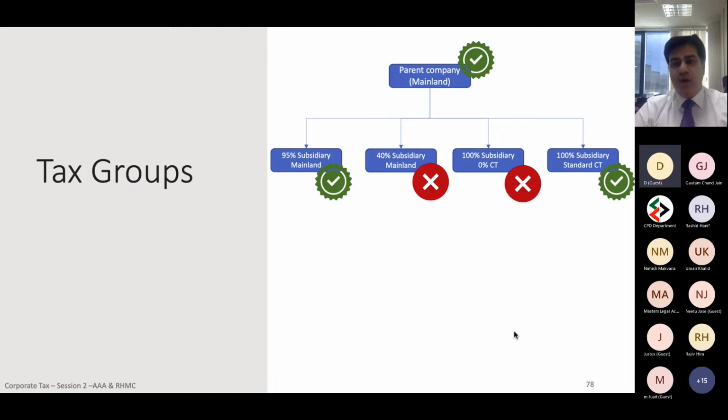All the crosses are not allowed, because first you have a subsidiary below 95%, so you cannot allow it as part of the group. And then a 100% subsidiary on 0% corporate tax. So you cannot allow 0% corporate tax as part of the group.